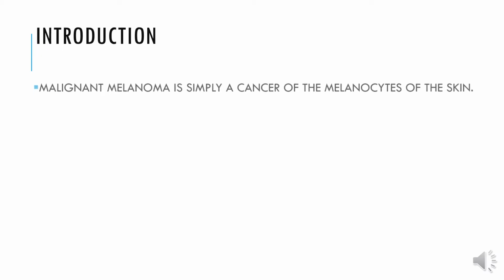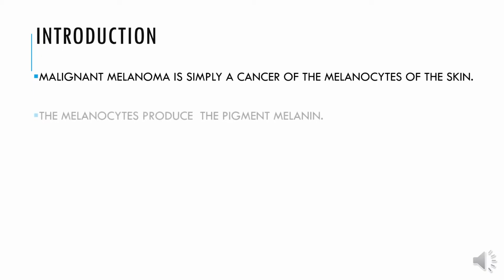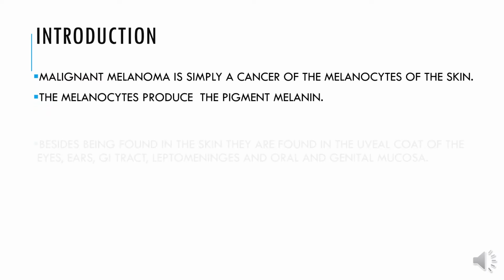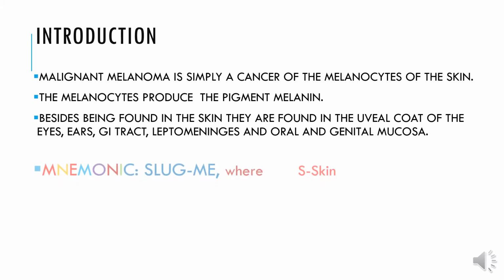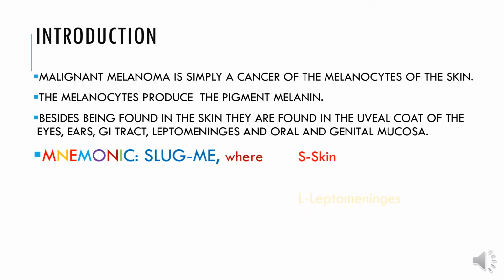Malignant melanoma is simply a cancer of melanocytes of the skin. Melanocytes produce the pigment melanin. Besides being found in the skin, they are found in the uveal coat of the eyes, ears, GI tract, leptomeninges, and oral and genital mucosa.